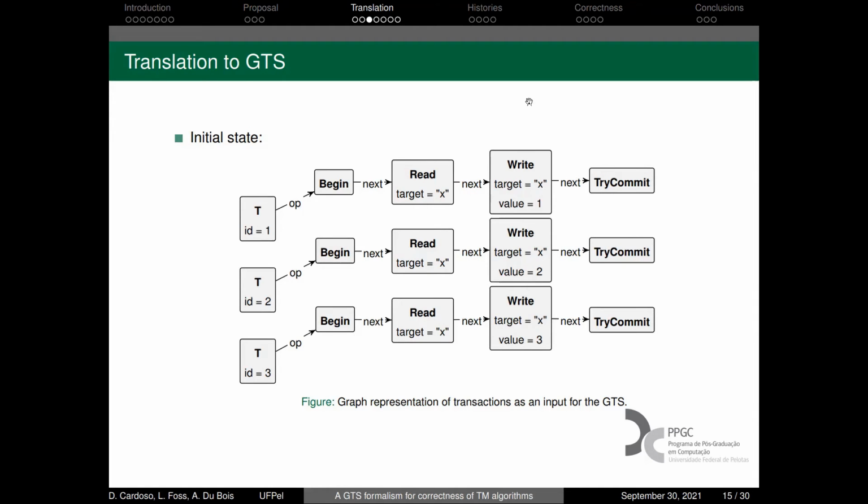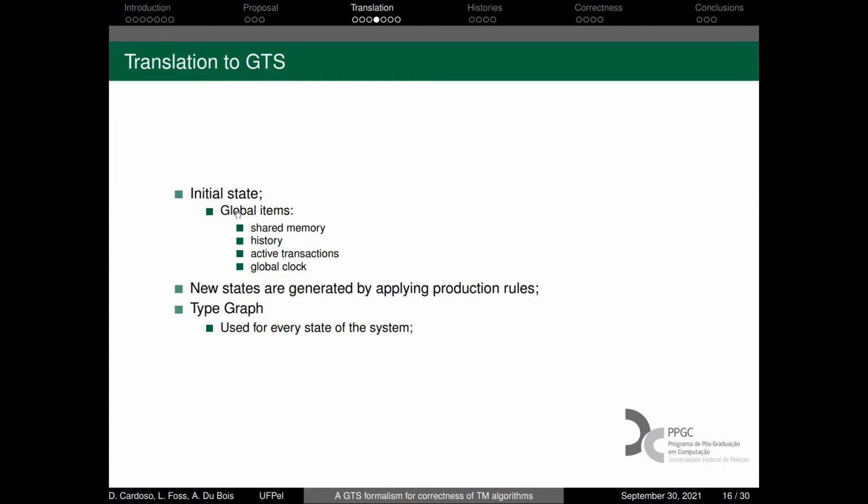We can see that an object represents the entire operation, and the sequence is represented by an edge called next. We also store the unique identifier for each transaction to keep track of what was executed and what was not. For the initial state, we have the transactions that are going to be executed and also a couple of global items that are required depending on what the algorithm needs. Obviously, we are using shared memory, so that's going to be global, but also a list representing the history of all the actions that were executed until now, maybe a list of active transactions or a global clock.